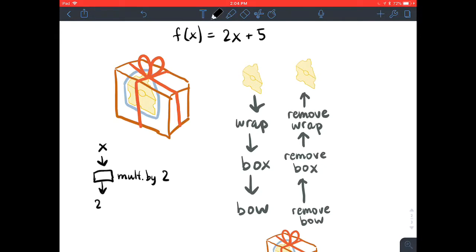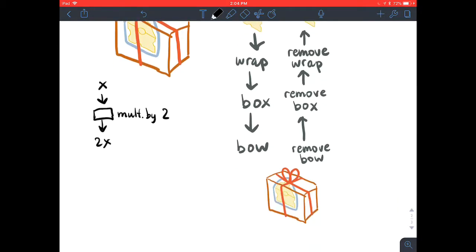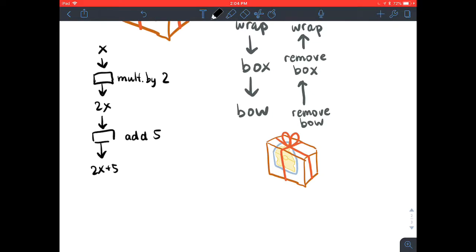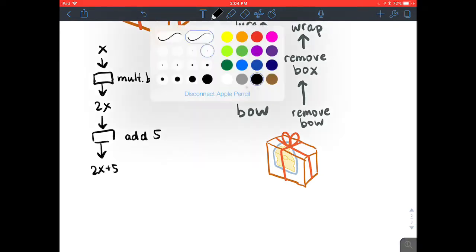And what came out was 2x. And then 2x went into another function, which was the add 5 function. And what came out of that was 2x plus 5. Now, if we want to undo this, we have to undo everything in the opposite order.